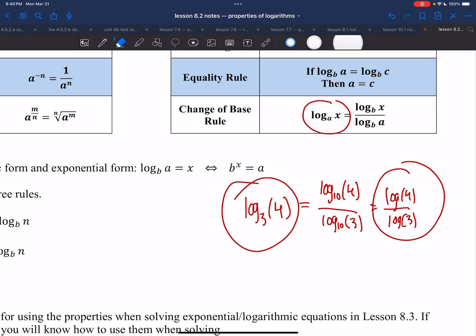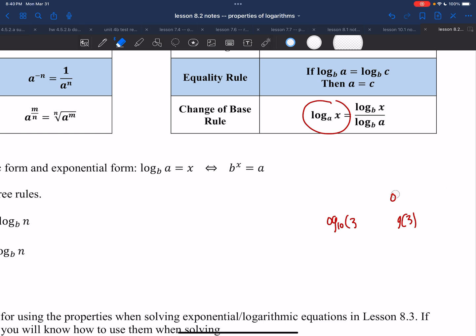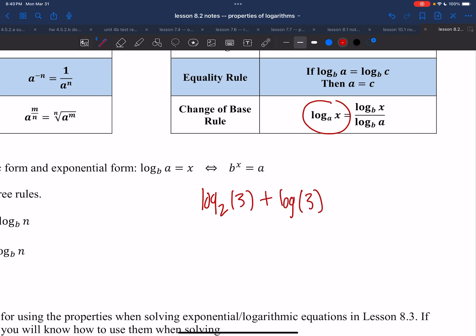Because, look, if I had an expression with multiple base logs, like log base 2 of 3 plus log of 3, well, they're not in the same base, so you can't actually add those, but you could rewrite log base 2 of 3 into common log and then do math with it that way. So it's just a neat thing that you're able to do.